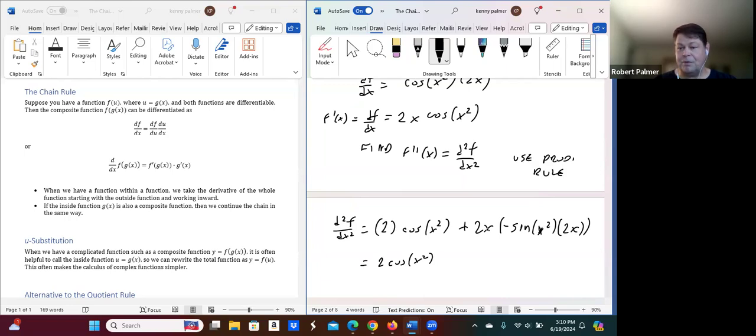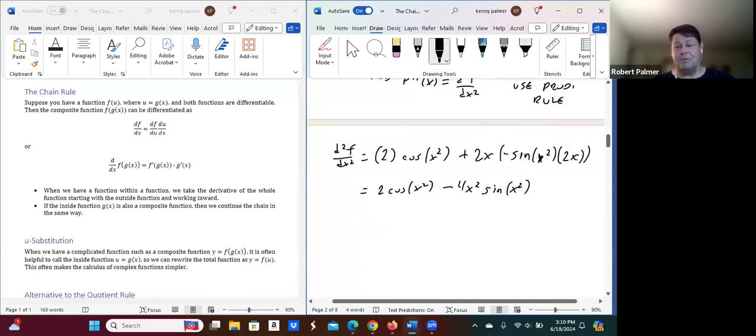And it looks like we're going to have a minus, and then 4x squared times the sine of x squared. And that is our second derivative. Okay, and of course, you can also find a third derivative if you want. It'll be more complicated again, but you have to take the derivative of this. So you can keep going as many times as you want. All right.